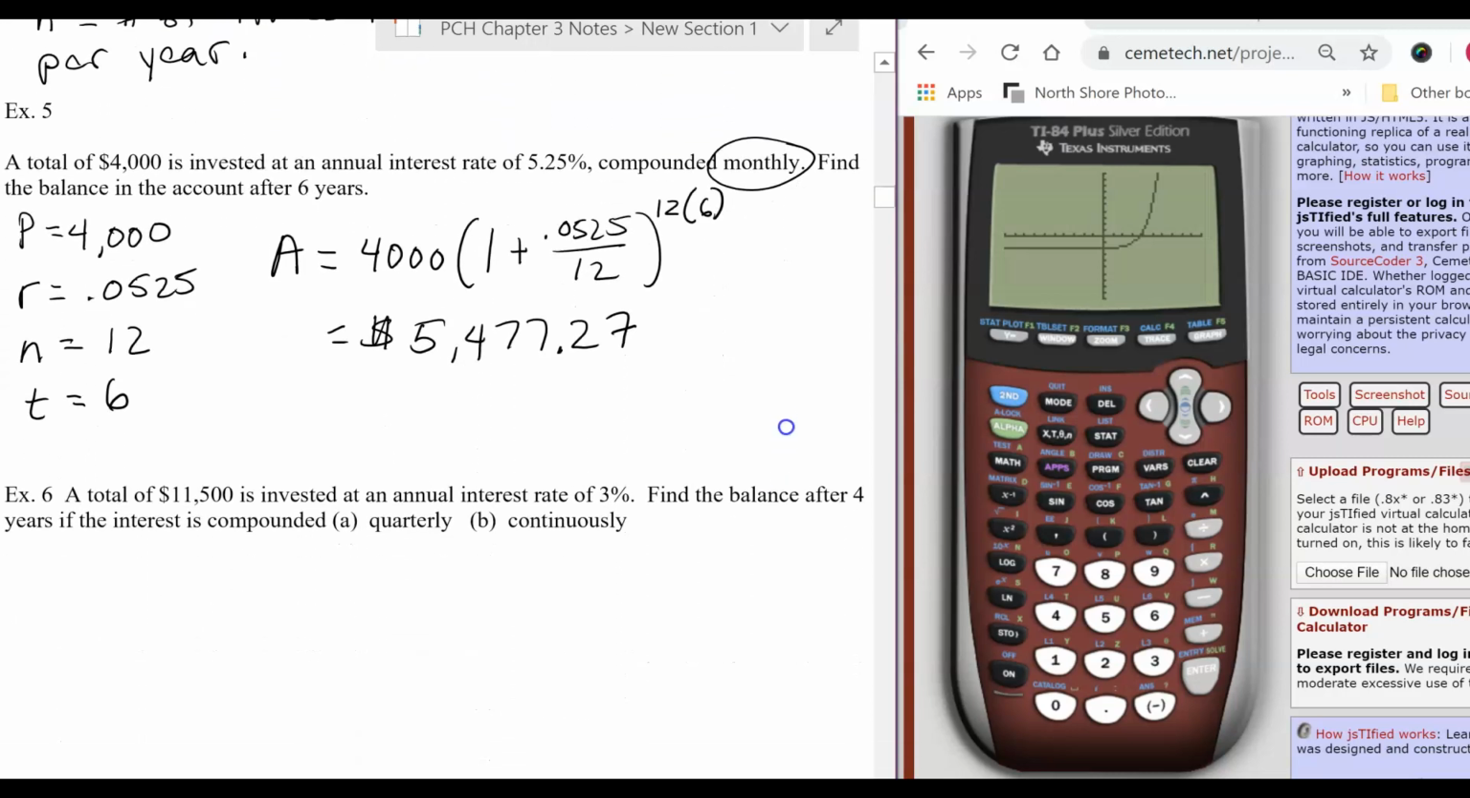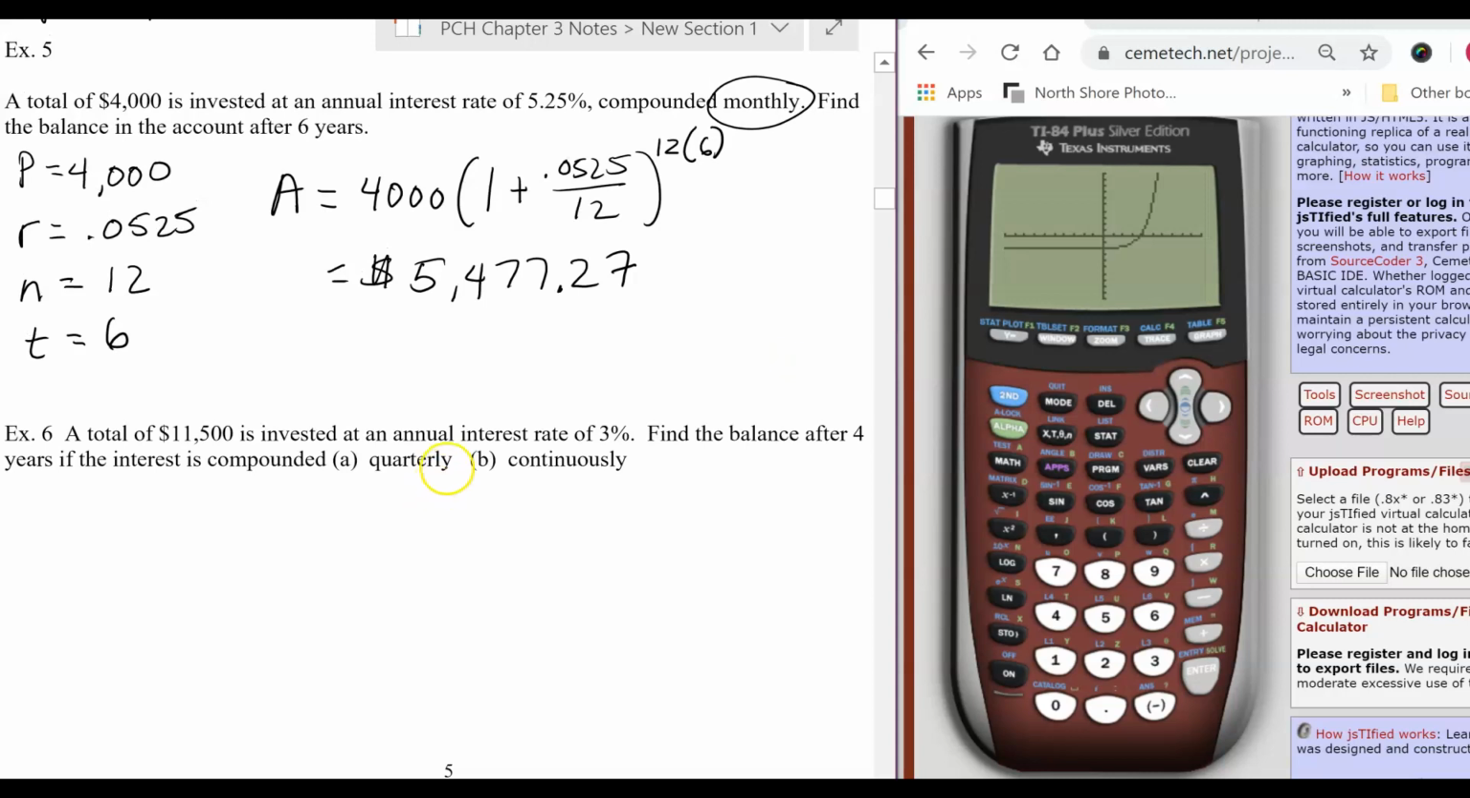Let's take a look at another example, and we're going to calculate this two ways. We're going to do it quarterly, so that's 4 times a year, and we're also going to calculate it continuously. So a total of $11,500 is invested in an annual interest rate of 3%. Find the balance after 4 years if the interest is compounded A, quarterly, and B, continuously. So I've got my principal is $11,500. My rate is 0.03. My time is 4 years. And then for A, I know that n is going to be quarterly, so that's 4.